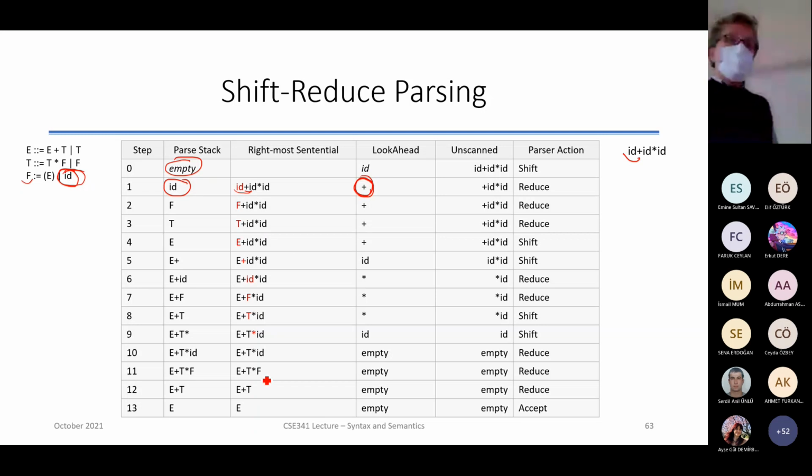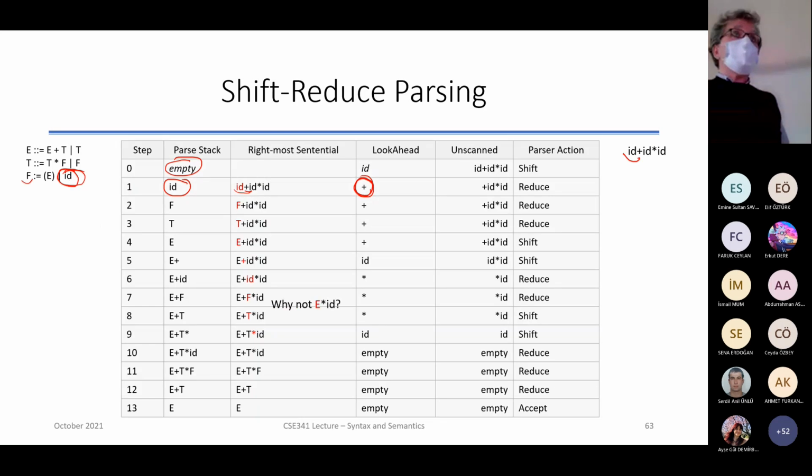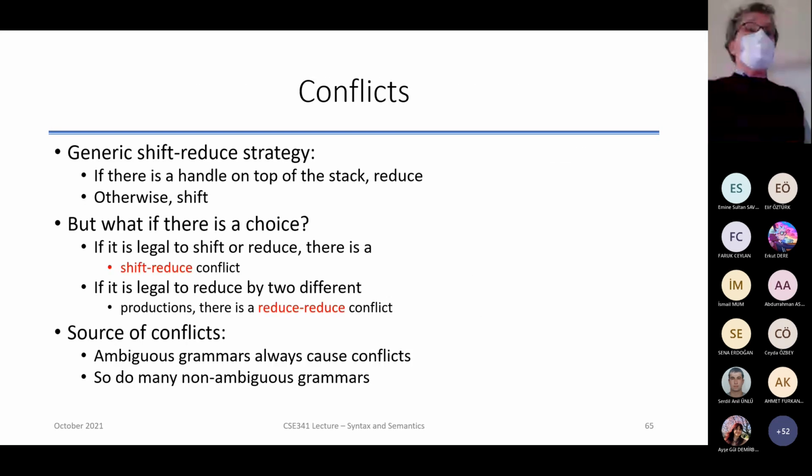So it's a very simple algorithm. Again, it will only work with certain CFGs. It's not going to handle all CFGs, and the reason is possible conflicts. We talked about the generic shift-reduce conflict, and we also talked about the reduce-reduce conflict. And we know that the source of a conflict can come from an ambiguous grammar, or it can also come from a non-ambiguous grammar as well.